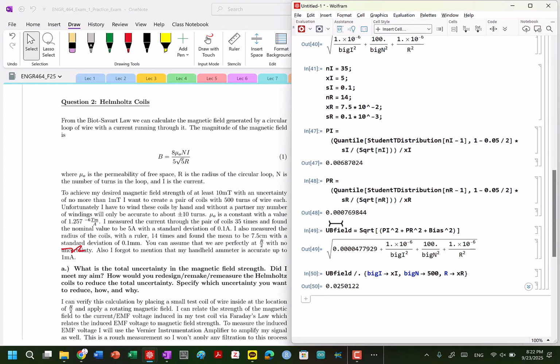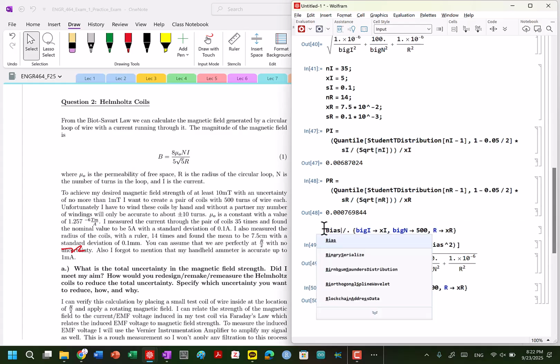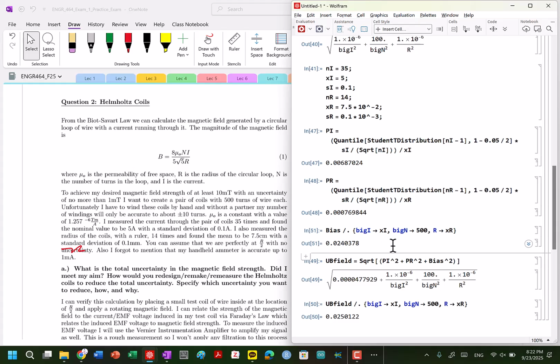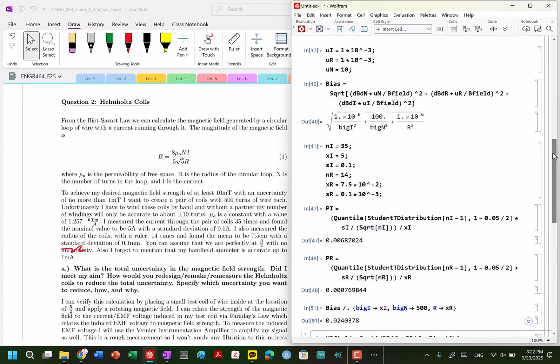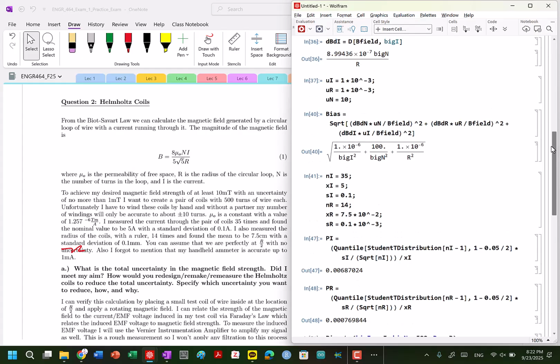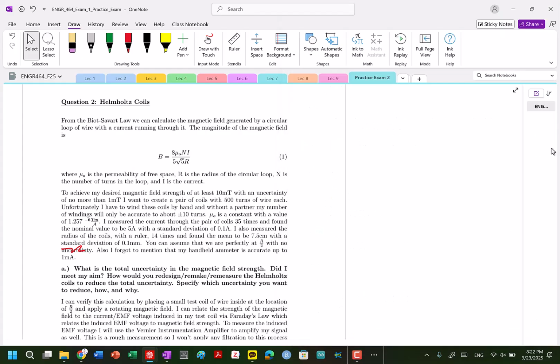It looks like we're dominating, and we can take this code right here, put it here, and say bias. Our bias is really dominating this behavior. So we can change that plus or minus 10 turns. We can increase our resolution on our ammeter. We can increase our resolution on our ruler. And we can see that it would change depending on, so if we use 1 times 10 to the minus 6, it might be different. Fantastic.